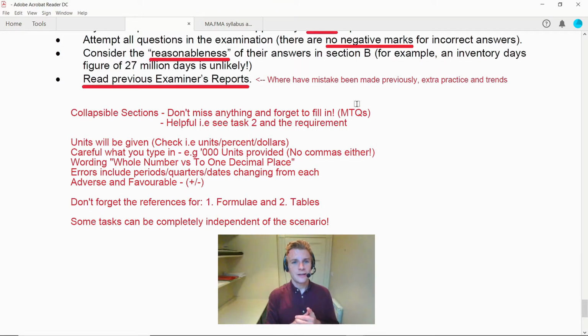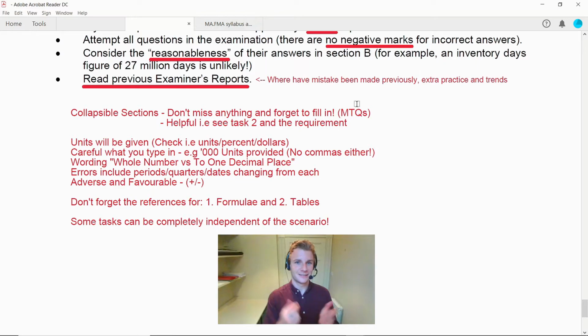We've also got down on here, consider reasonableness as well. So they gave the example of inventory days figure being 27 million days is unlikely. I do fear that a student has actually probably put that down as an answer. That's why they've actually referred to it. But inventory days is likely to be maybe 30 days, something on those lines, depending on the type of business, not 27 million. So just think it through in terms of when you're analysing your questions and your answers, what looks reasonable based on the information you're provided with.